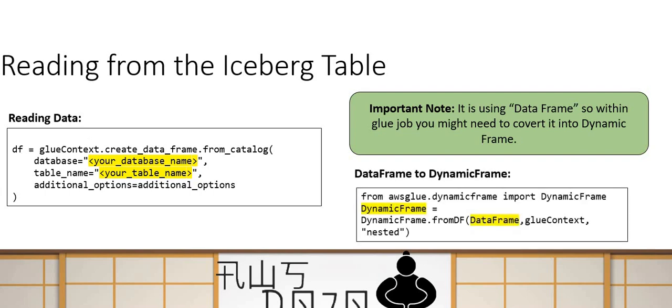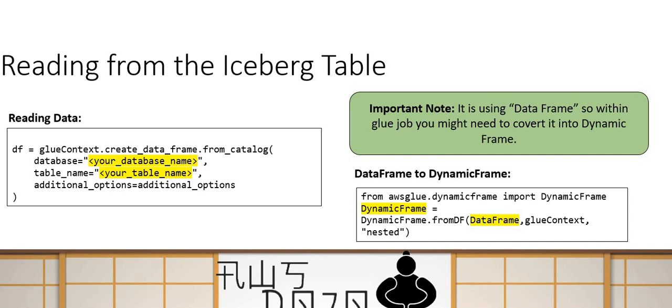And for that, you can import a dynamic frame library, and then you simply say DynamicFrame.fromDF, and then you provide your data frame and Glue context, and it will convert that into dynamic frame. So this is something very important for you to know: when you're reading data from Iceberg table, it is a data frame, not dynamic frame. So if you want to use dynamic frame methods, then you have to convert your data frame into dynamic frame the way I have shown it on the screen.